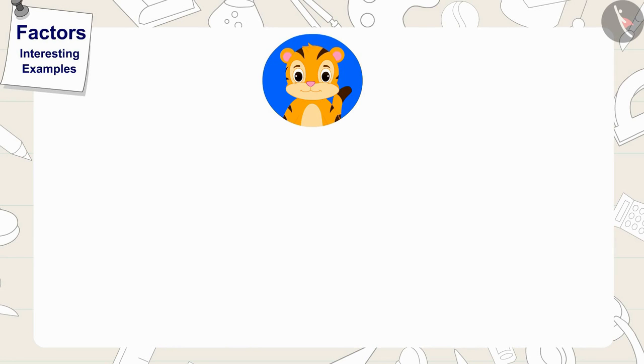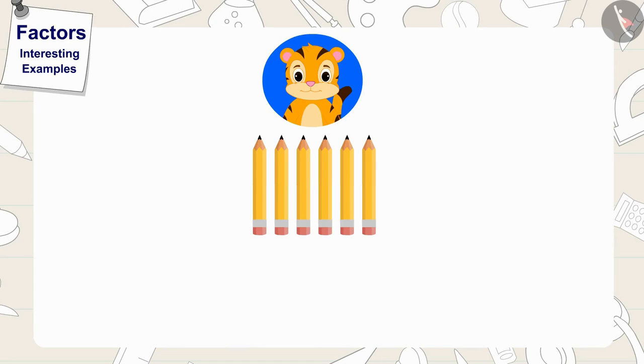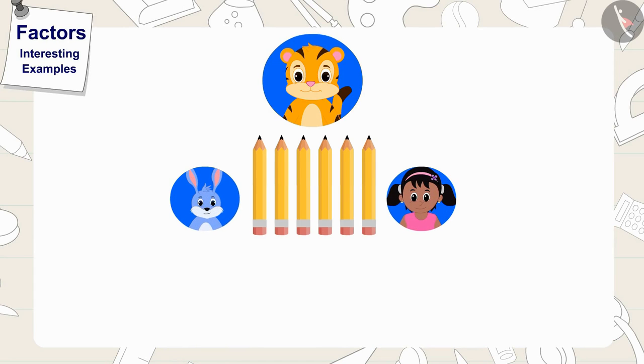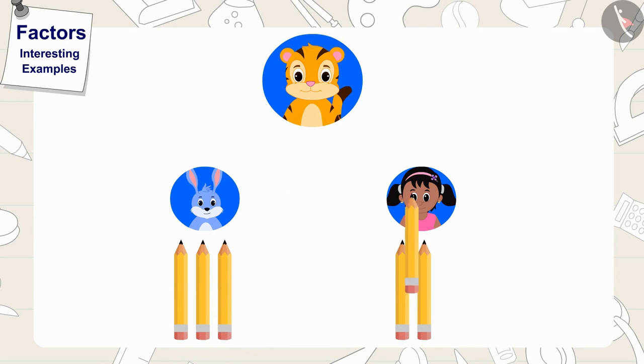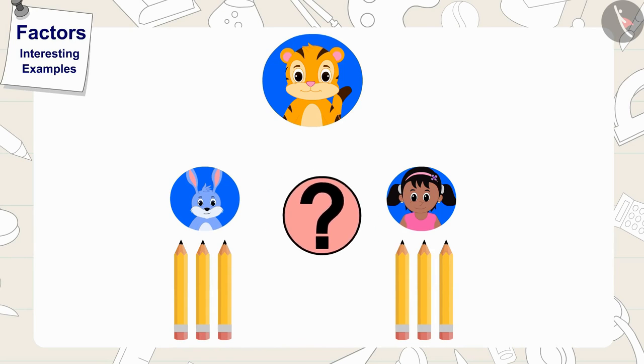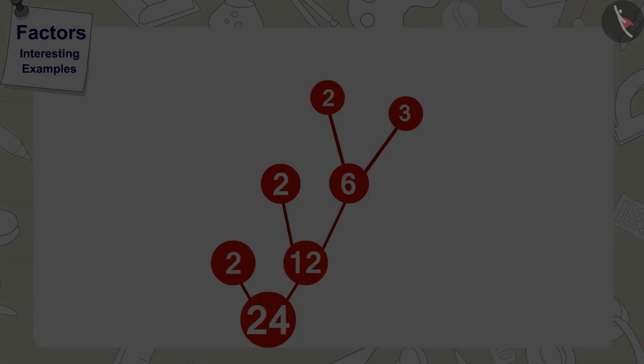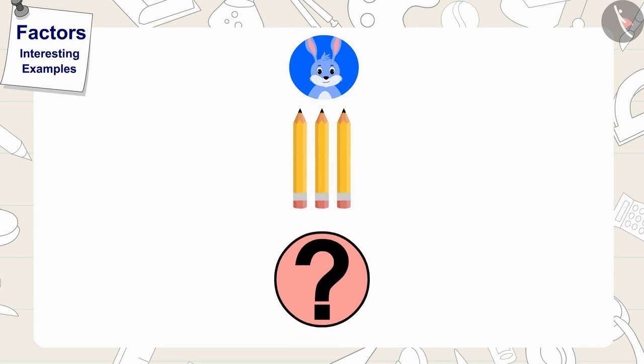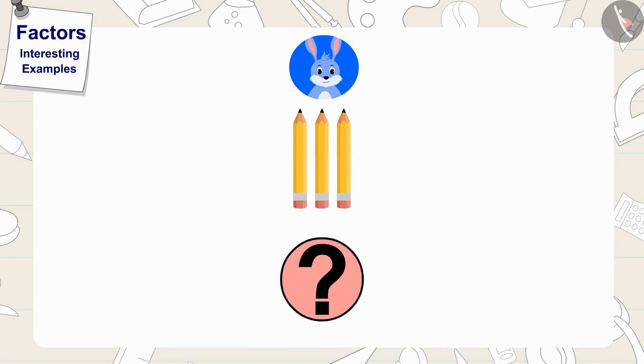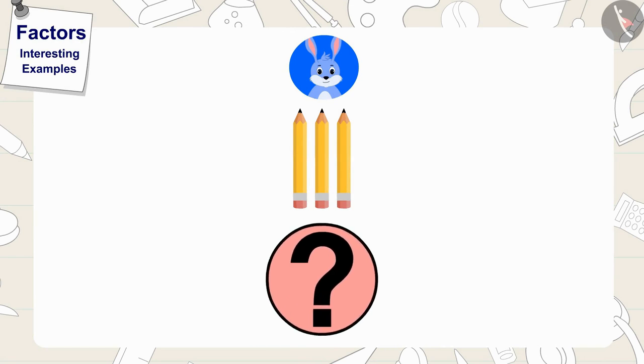Yes, those friends can distribute their 6 pencils equally to 2 friends by giving them 3 pencils each. How did we find this answer? That's correct. Finding the factors of 6. Golu once again made 2 lines and circles in this way and wrote the numbers 2 and 3 in it. Children, can this friend divide his 3 pencils equally among his friends?